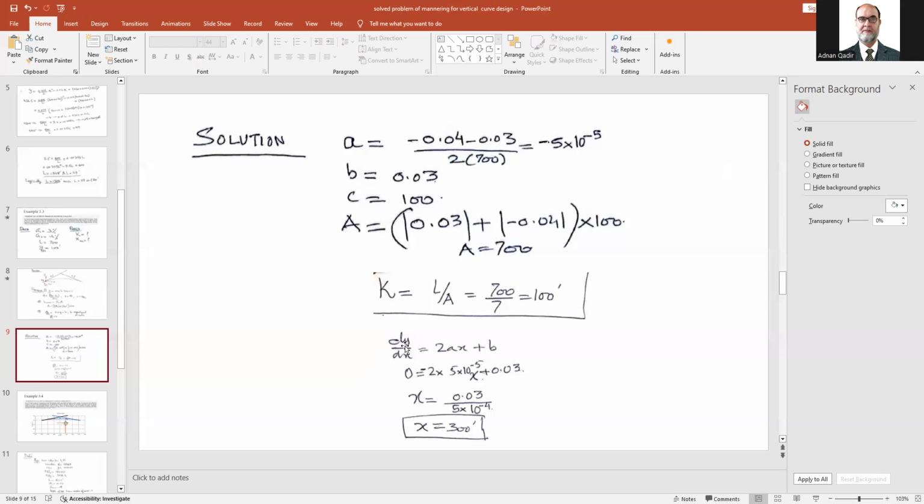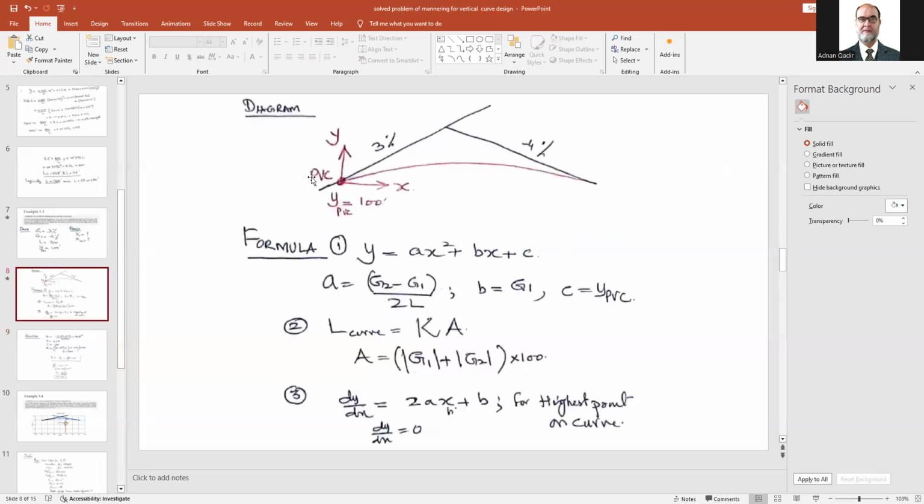So dy by dx is equal to 2ax plus b. We know the value of a, we know the value of b, and we know dy by dx is equal to 0. So when we substitute, we'll find x is equal to 300 feet. So the highest point of the curve is at x equals 300 feet from the start of the curve.